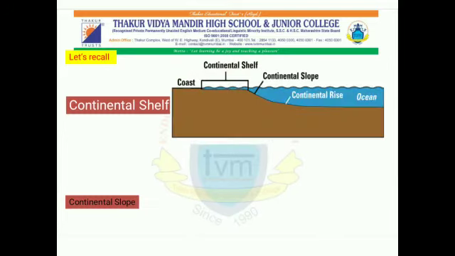What do you mean by continental shelf? The land near the coast and submerged under the sea is called continental shelf. This is the shallowest part of the ocean bed, and it is also called submerged coastline. Its slope is gentle, and the extent of the continental shelf is not uniform everywhere.